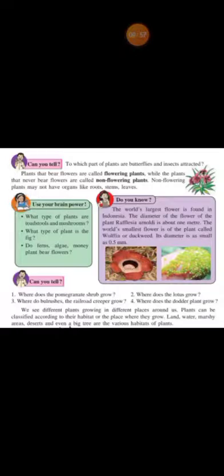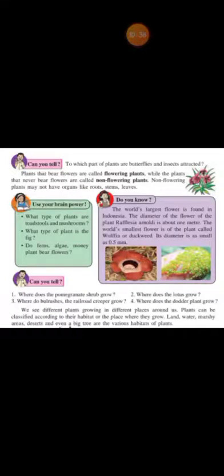Now, children, we'll see the world's largest and the world's smallest flower. The world's largest flower is found in Indonesia. The diameter of the flower of the plant Rafflesia arnoldii is about 1 meter. The world's smallest flower is of the plant called Wolffia or duckweed. Its diameter is as small as 0.5 millimeter.